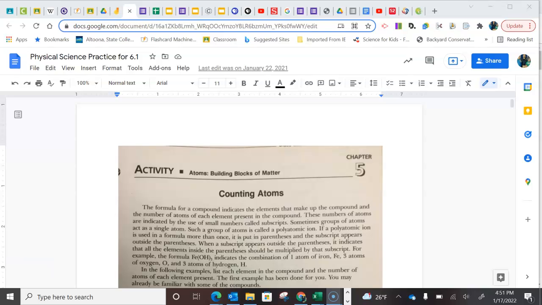This is a whole packet of practice for Chapter 6 on atoms, and it's going to lead us into making compounds. But before we do compounds, we've got to review valence electrons and structure of atoms so that we can work through this. So I'm putting this little video together to kind of give you some help.